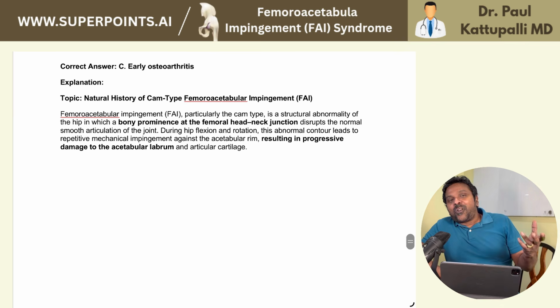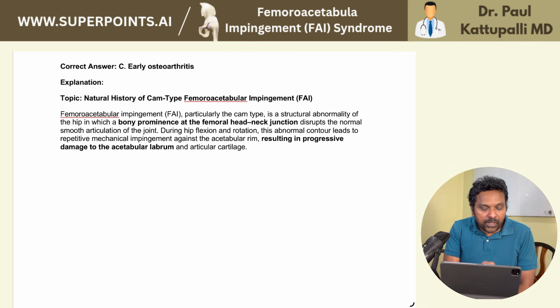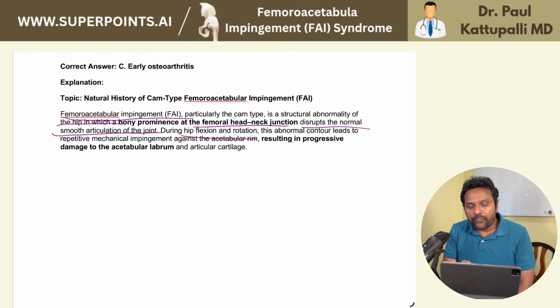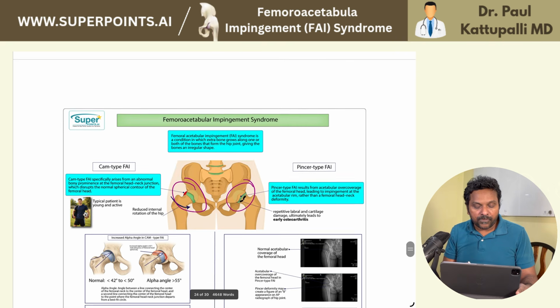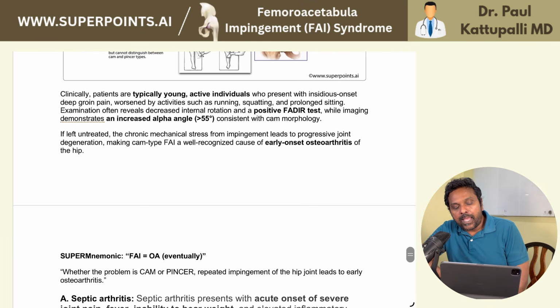This is the natural history of cam type femoroacetabular impingement. Femoroacetabular impingement, particularly the cam type, is a structural abnormality of the hip in which a bony prominence at the femoral head neck junction disrupts the normal smooth articulation of the joint during hip flexion and rotation. This abnormal contour leads to repetitive mechanical impingement against the acetabular rim, resulting in progressive damage to the acetabular labrum and articular cartilage. Clinically, patients are typically active young adults.